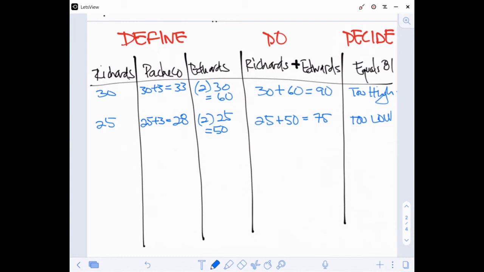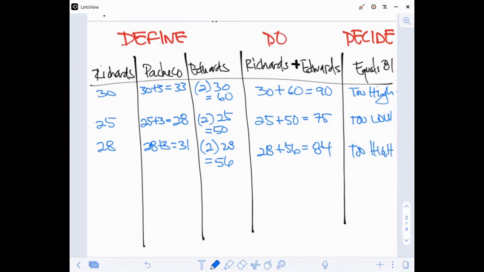So I know Mr. Richards' age has got to be somewhere between 25 and 30. So let's just guess 28. If I guess 28, that means Miss Pacheco is 28 plus 3, which equals 31. Mr. Edwards is twice as old, 2 times 28. That's going to equal 56. So I can add up Mr. Richards and Mr. Edwards. 28 plus 56, and that equals 84. Now I'm too high. So we're getting closer.